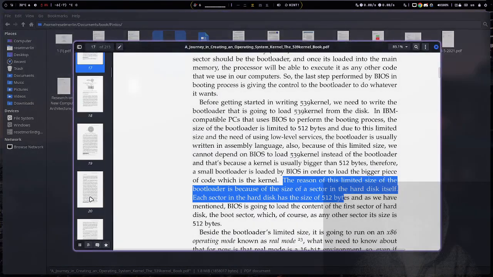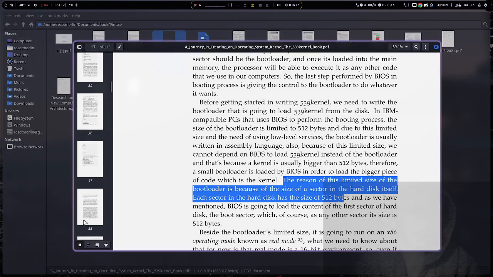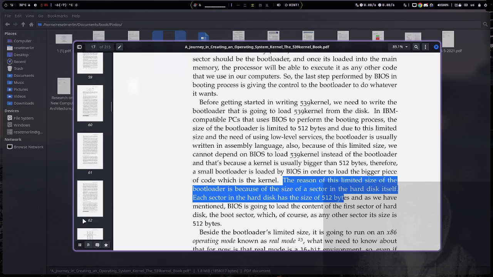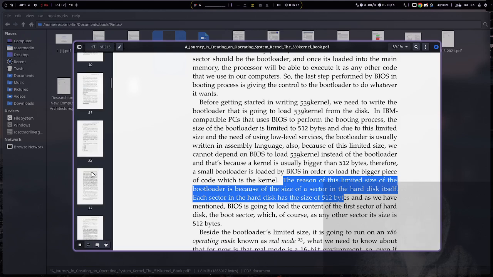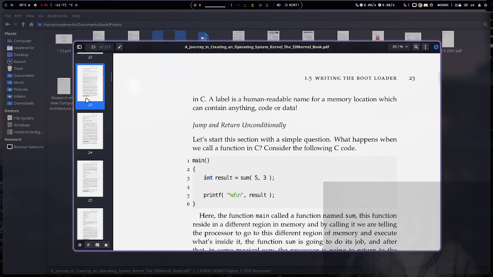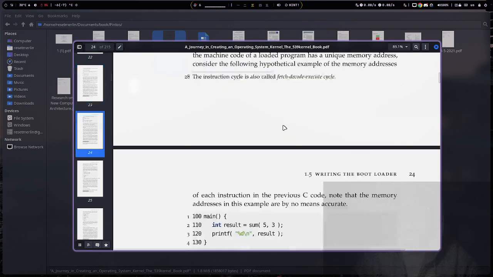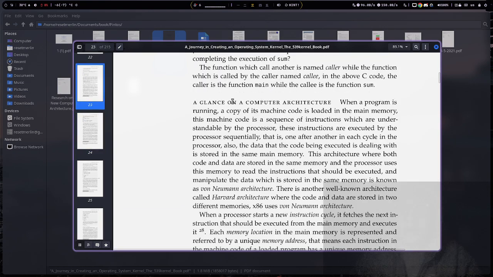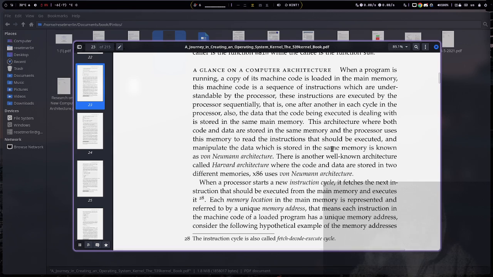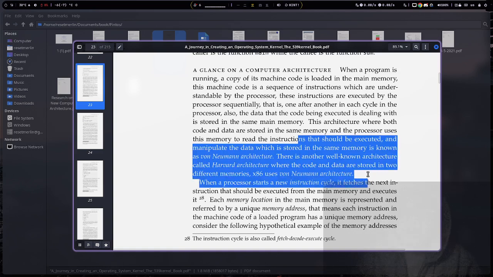And the reason why I like this book is that it's really compact, and it really covers the core things, a glance at computer science. The machine code is located in memory and makes the CPU execute it. And that was really interesting.